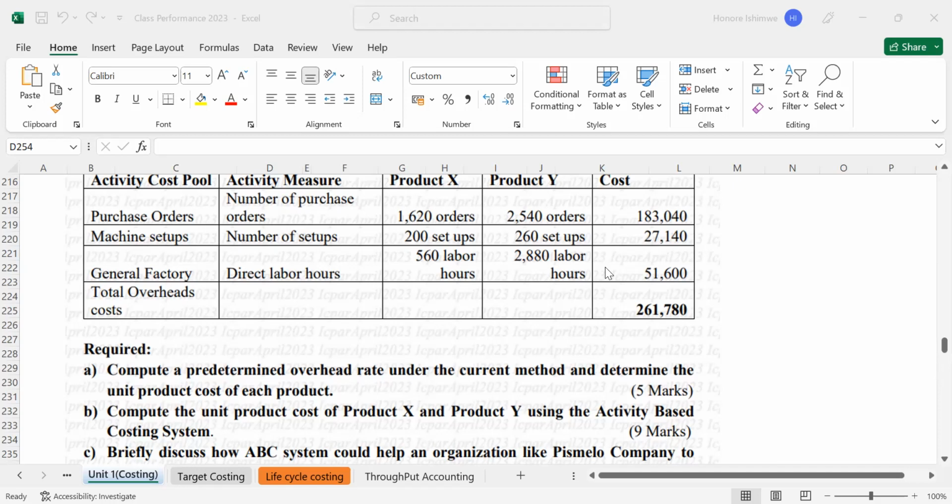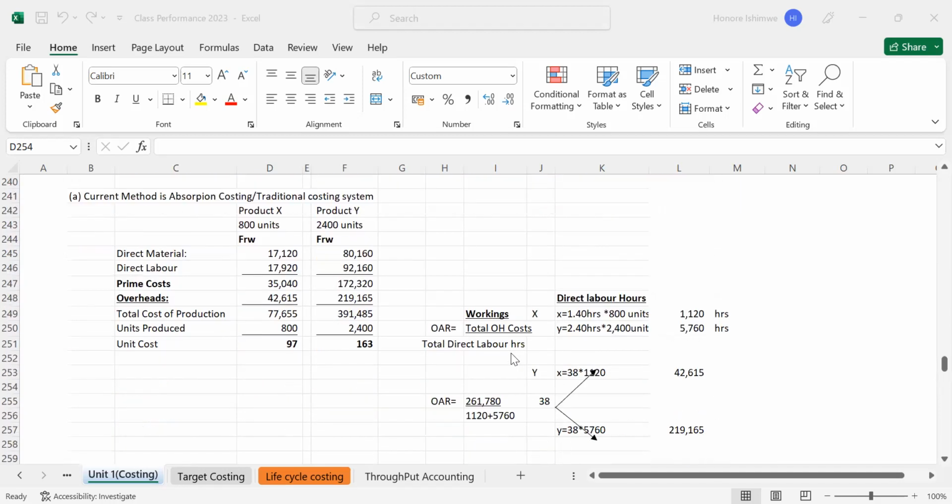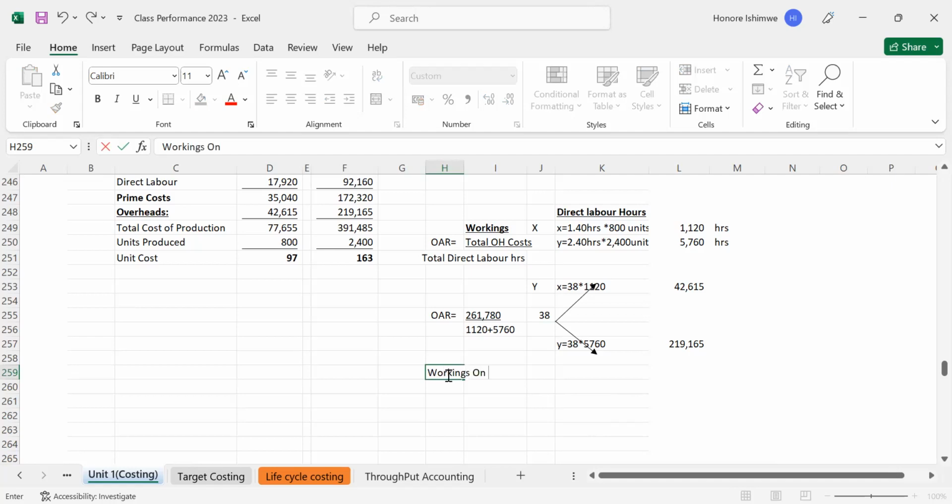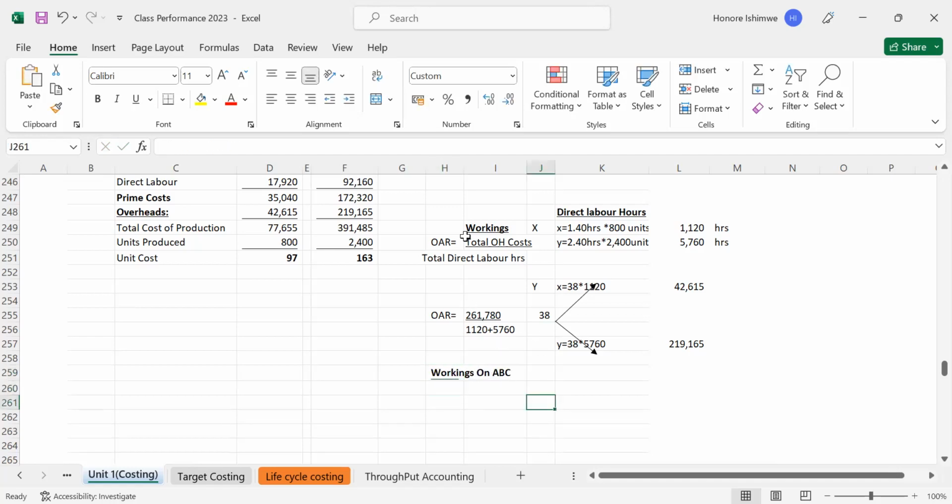Then I allocate to the various cost centers that the examiner was giving me, which are product X and product Y. Now, very simple. Let's move on. Let's do our workings, because we're going to answer question part B. Question 4 part B, workings. These are my workings on activity-based costing, which was question B.